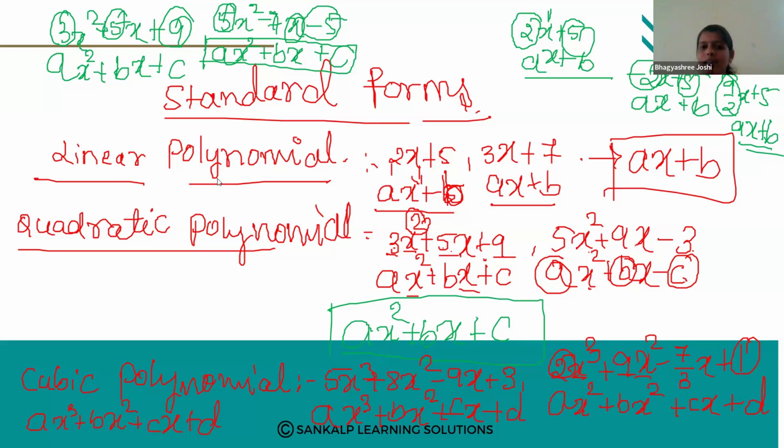Okay, linear standard forms of polynomials. That is, if the polynomial is linear, then what is the standard form of linear polynomial? That is ax plus b. Okay, and the condition is where a and b are real numbers, a is not equal to 0. Yes, remember this is very, very important.